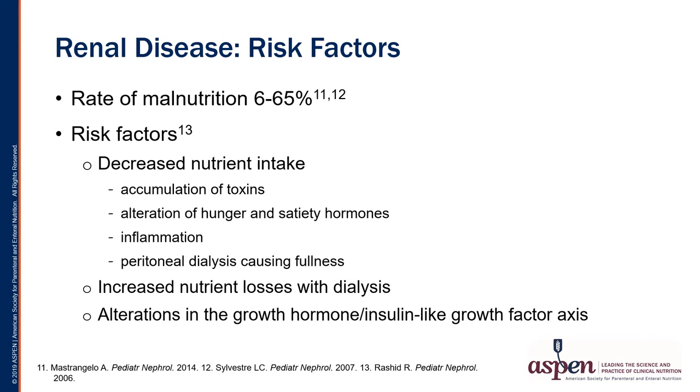Now, moving on to renal disease. The rate of malnutrition can vary widely from 6 to 65% depending on the type and severity of the renal disease. Risk factors for malnutrition include decreased oral intake, but also renal disease specific concerns such as increased nutrient losses with dialysis and alterations in the growth hormone insulin-like growth factor axis.